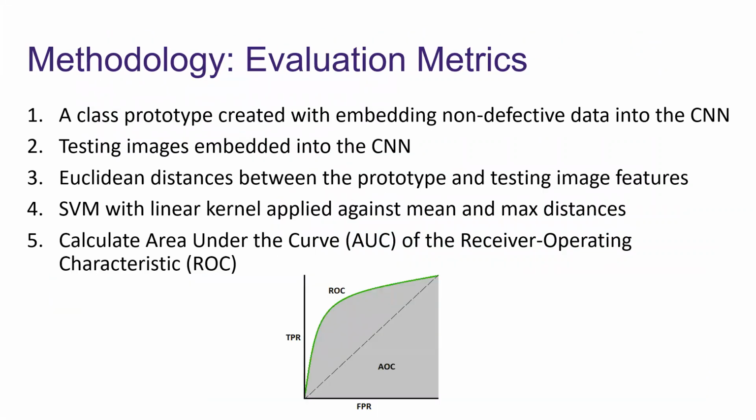These values were selected based on iterative parameter tuning experiments. As for defect detection evaluation, a class prototype is first created by embedding a large amount of non-defective data of that class into the CNN to obtain a set of features. Afterwards, the testing images are embedded into the same CNN and the Euclidean distances between the prototype and the testing images' features are calculated. The resulting maximum and mean distances are then subjected to an SVM with a linear kernel with the intention of maximizing the separation between the defective test images and the non-defective test images.